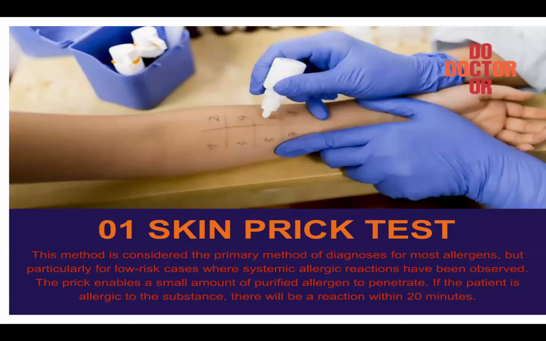So what are the different kinds of tests I have? Skin prick test. The skin prick test is considered the primary method of diagnosis for most allergens, and this is a very common test, particularly for low risk cases where systemic allergic reactions have been observed. The prick enables a small amount of purified allergen to penetrate. If the patient is allergic to the substance, there will be a reaction within 20 minutes.